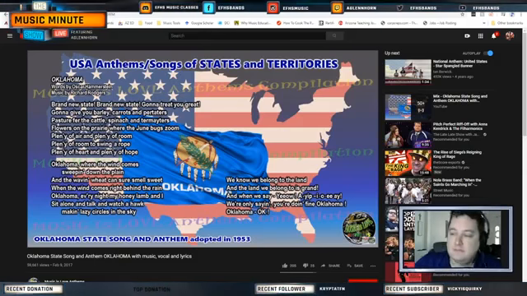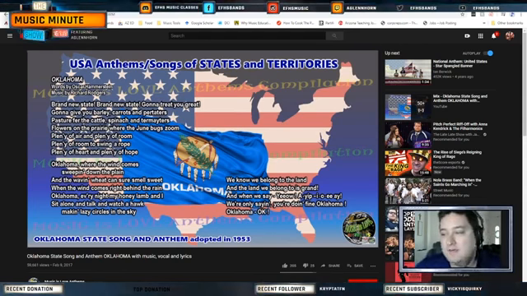Oklahoma, where the wind comes sweeping down the plain, and the waving wheat can sure smell sweet when the wind comes right behind the rain.